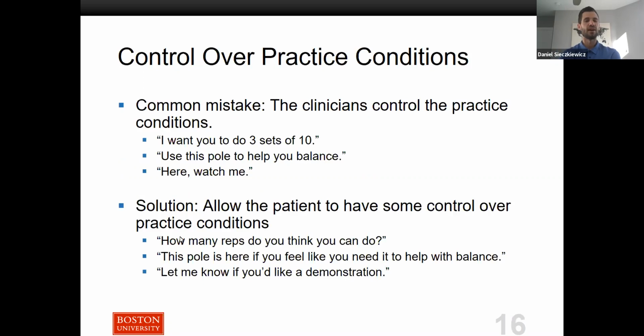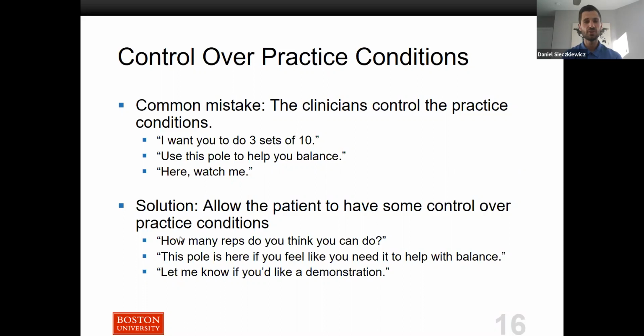First, we want to try to provide the patient with some control over the practice conditions. A common mistake that we make would be that we as the clinicians control the practice conditions 100%. Things like, I want you to do 3 sets of 10, or use this pole to help you balance, or saying, here, watch me do it. That's using controlling language. Instead, we want to allow the patient to have some control over their own practice conditions.